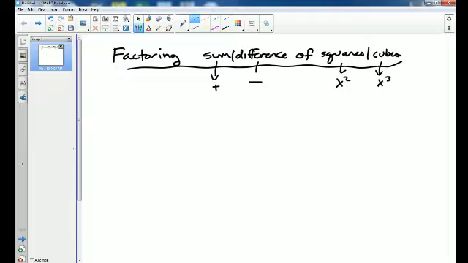The key here is to be able to recognize. You better recognize if it's a sum or difference of squares. So something like this. Is it a difference? It is. It's two squares. What is it? It's the difference of two squared items.